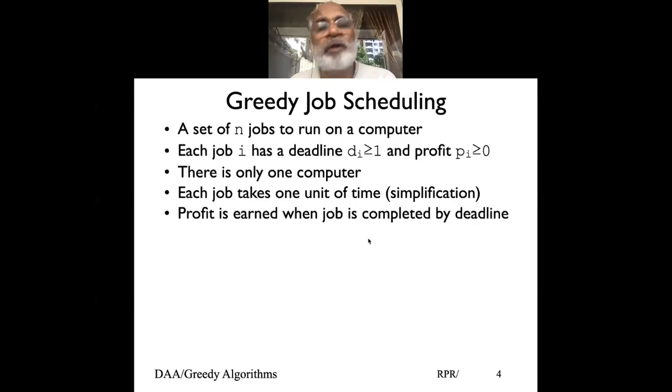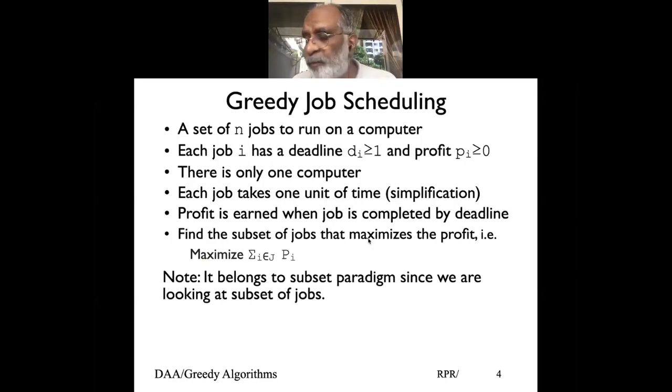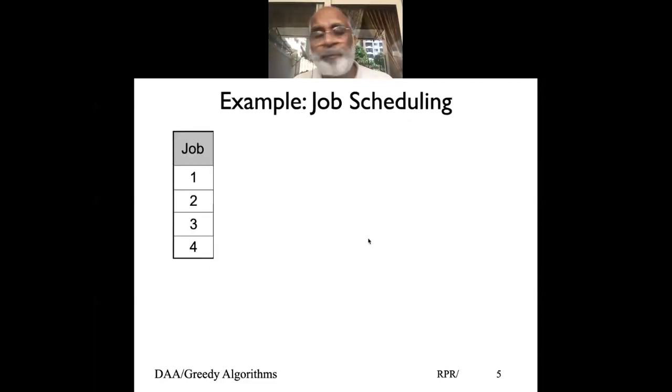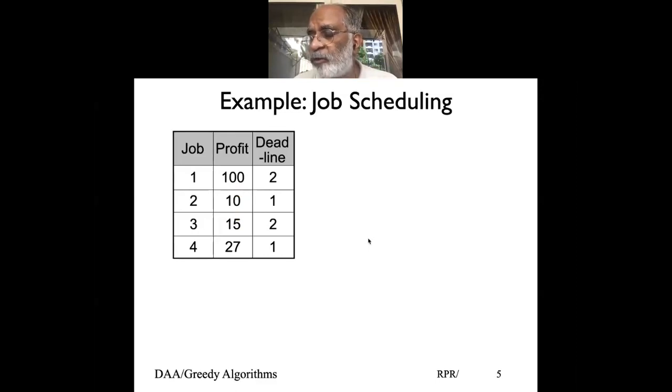Assume only one computer, like one participant, and each job takes one unit of time. You earn the profit when your job is completed by its deadline. So find the subset of jobs with the maximum profit. Our objective is to maximize our profit, subject to the chosen jobs being done within their respective deadlines. This example from the book has four jobs, one, two, three, four, and each job has a profit, job one has a profit of 100, and each has a respective deadline, within 2 hours, within 1 hour, within 2, starting from zero.